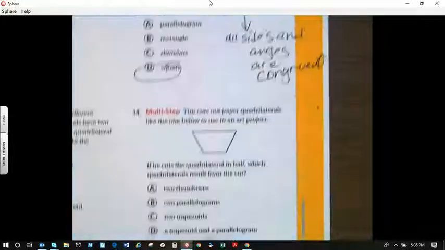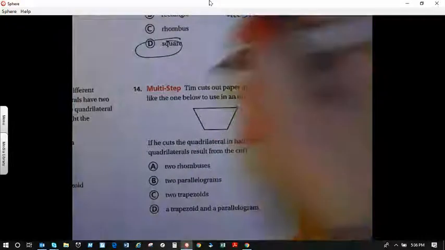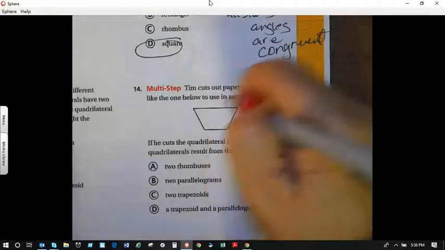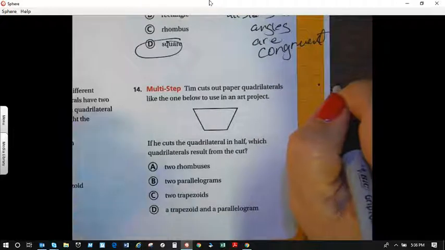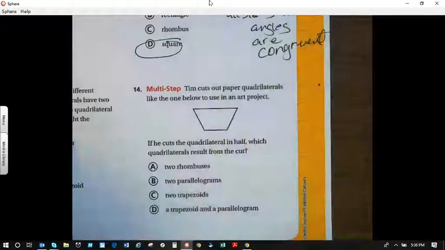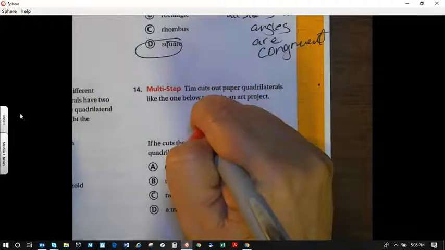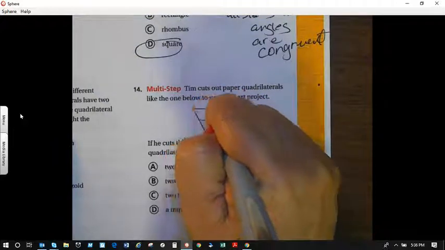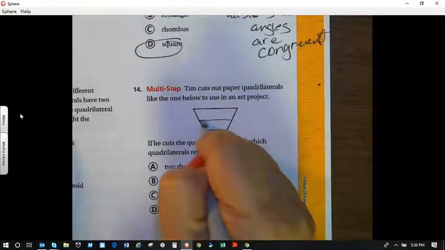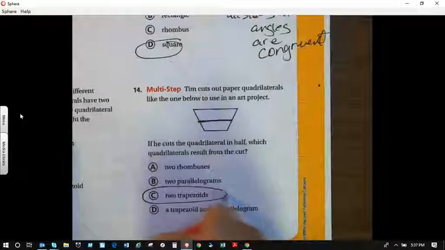And then this multi-step problem: Tim cuts out paper quadrilaterals like the one below to use in an art project. If he cuts the quadrilateral in half, which quadrilateral results from the cut? So if I cut this in half, what am I going to get? Well, let's take a look. So here I'm going to have one trapezoid, and here I have another. So I'm going to have 2 trapezoids.